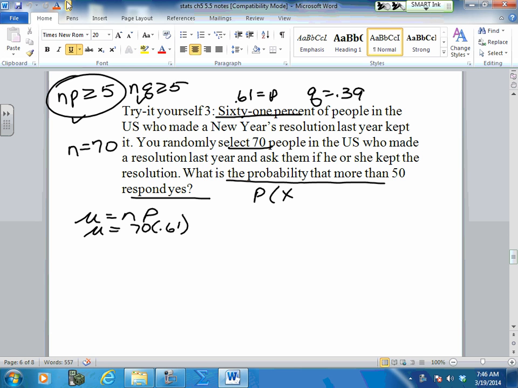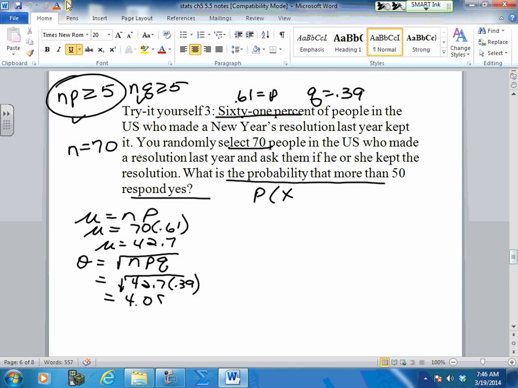And what was your mean? 42.7. And then you can find your standard deviation. You've got the 42.7, multiply it by the 0.39, take the square root, and what's your standard deviation? You have to know this for your z-score formula. 4.0?